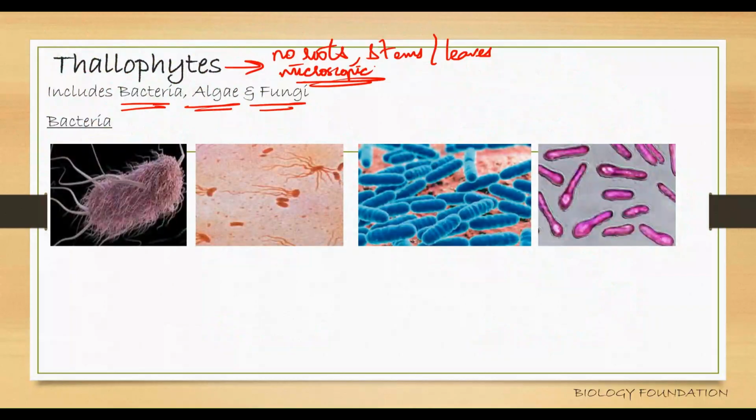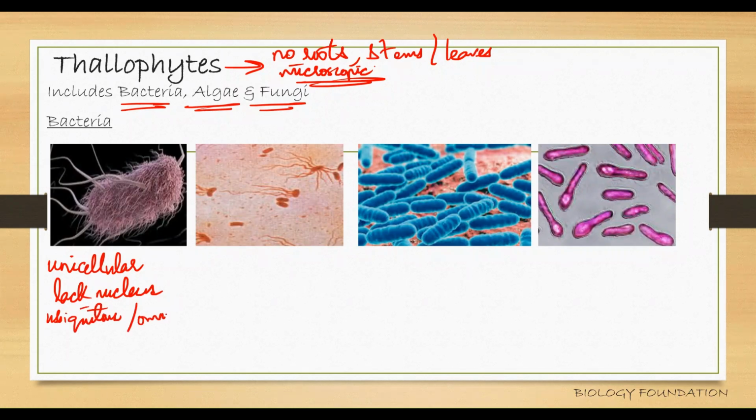It includes what all members in it? Bacteria, algae, and fungi. Now, we all know that bacteria are unicellular. They are made up of a single cell, right? And they lack a nucleus. If you remember, even yesterday when I talked about the five kingdom system of classification, we discussed the general characteristics of bacteria, right? And we also know that bacteria are ubiquitous. What do I mean by saying ubiquitous or omnipresent? That means they are found everywhere: soil, water, air.